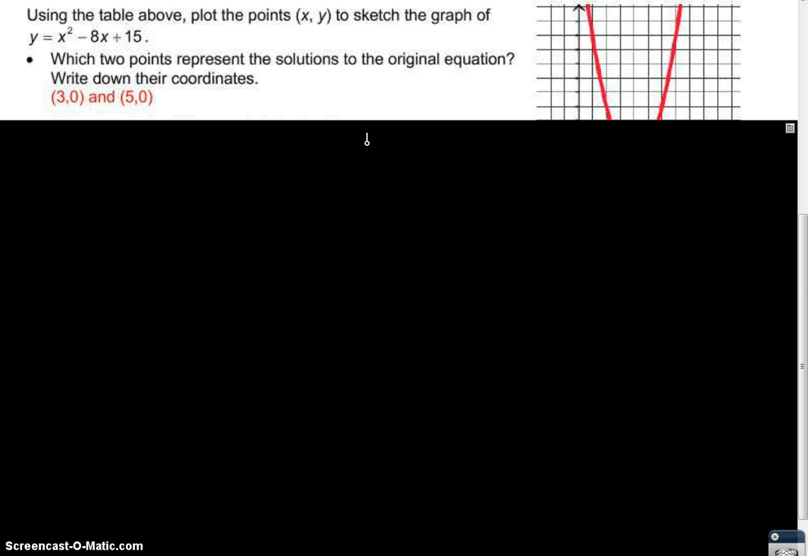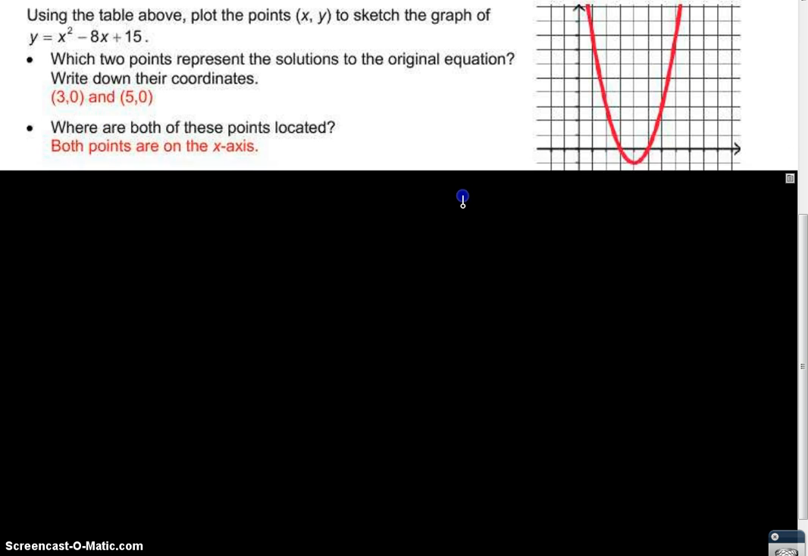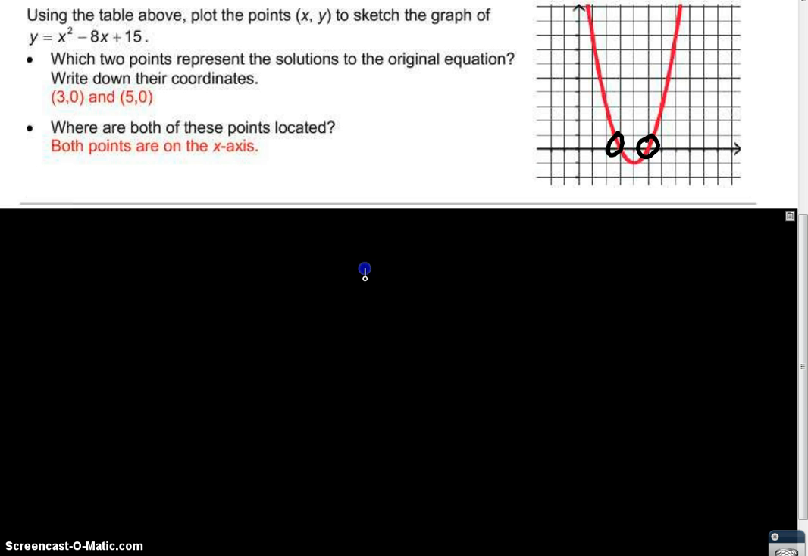So where are both of these points located? What do y'all notice? You should notice that they were both on the x-axis. So those are my x-intercepts. You should notice that the words zero, solution, roots, and x-intercept all mean the same thing, guys. Okay, so let's scroll down a little bit further.